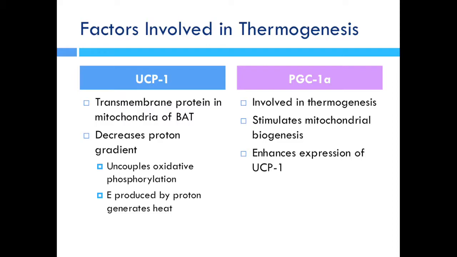PGC1 alpha, which is the peroxisome proliferator activated receptor coactivator, plays many roles in the cell. It can stimulate mitochondrial biogenesis as well as enhance the expression of UCP1.